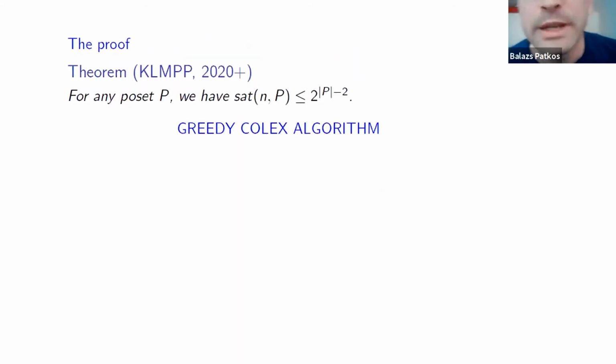So what we do is what we call the greedy colex algorithm. The greedy is greedy. The colex has something to do with the colexicographic ordering, but even if you know both words, you might not be able to figure out what we meant here. So let me explain briefly.